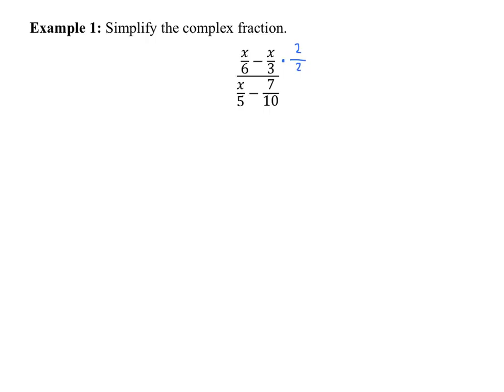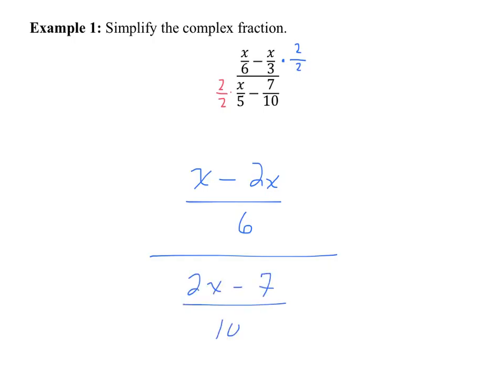On the bottom, what do I do? To find an LCD in the bottom fraction, multiply x over 5 by 2. Yeah. Multiply this by 2. Now, as a result, that makes the overall numerator an LCD of 6. The overall denominator has an LCD of 10. So in the numerator, I get x minus 2x over 6 all over 2x minus 7 over 10.